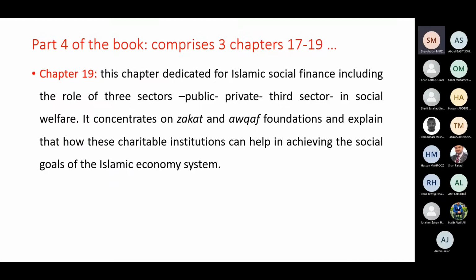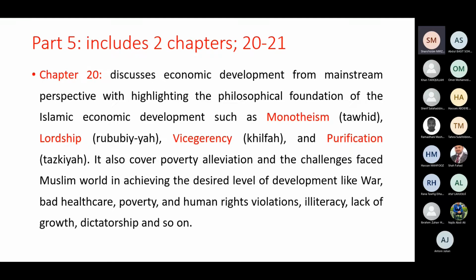The next chapter is dedicated to Islamic social finance, including the role of three sectors: public, private, and the third sector in social welfare. It concentrates on zakat and awqaf foundations and explains how these charitable institutions can help in achieving the social goal of the Islamic economic system. The last part of this book, part 5, includes two chapters.